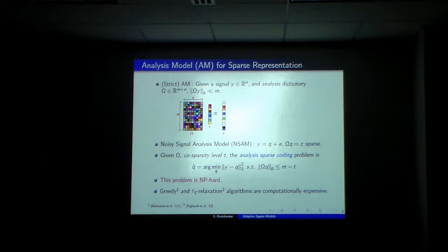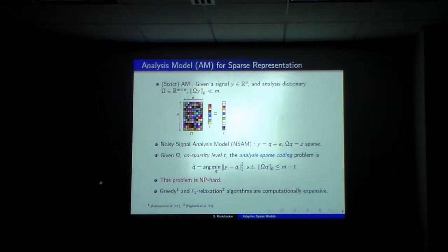Another popular model, or the complement of the synthesis model, is the analysis model, which says that given a signal y and an analysis operator or dictionary omega, which is typically a tall matrix, you have that omega times y is sparse. As opposed to the synthesis model, where you try to synthesize the signal using a sparse combination of the atoms or columns of the dictionary, here you essentially apply the rows of omega on the signal y to create something that's sparse.